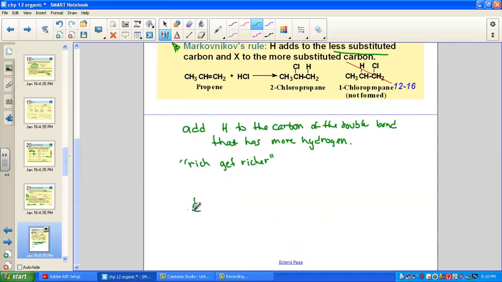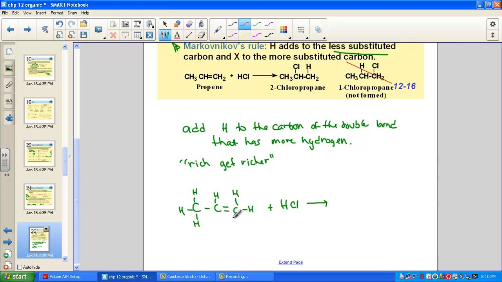Take a look at this compound, CH3CH. Now I have a double bond, CH2. If I add HCl, what indeed will be the products? Here are the two carbons in the double bond. This carbon has two hydrogens attached to it. This carbon has one hydrogen attached to it.